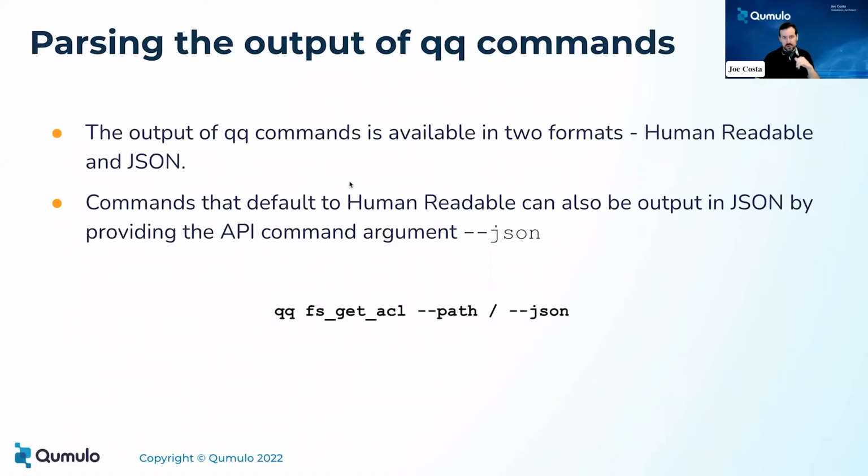So the output of qq commands will be available in two different formats: human readable and JSON. Commands that default to human readable can also be output in JSON by providing the --json flag at the end. So here's an example of what that would look like. If I were to look at permissions on this particular directory, I give it --path, this directory. Then I give it a --json flag, which will give me the raw format, because this is a command that normally comes out in human readable by default.